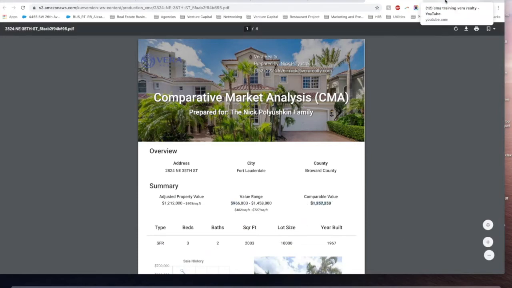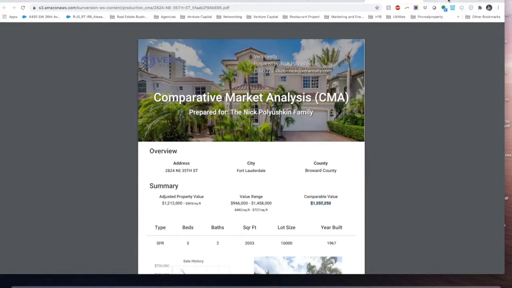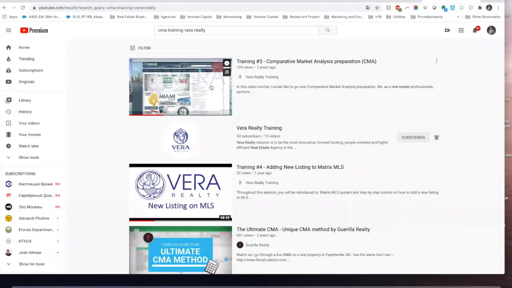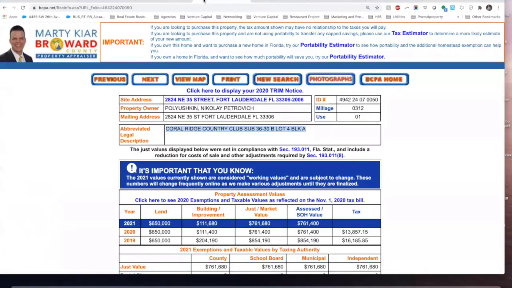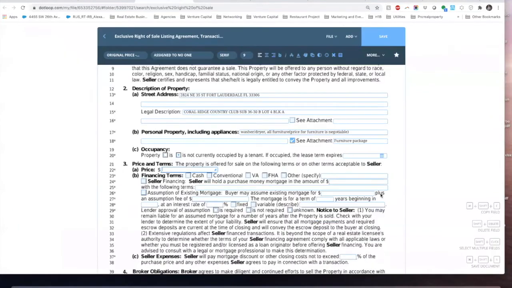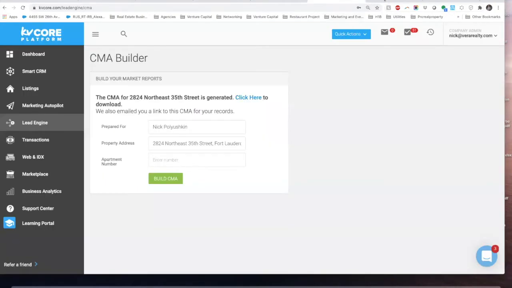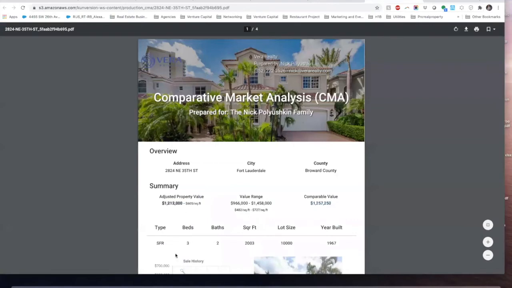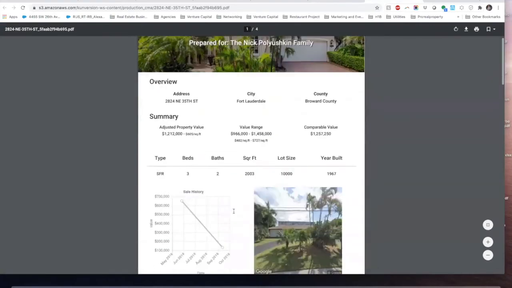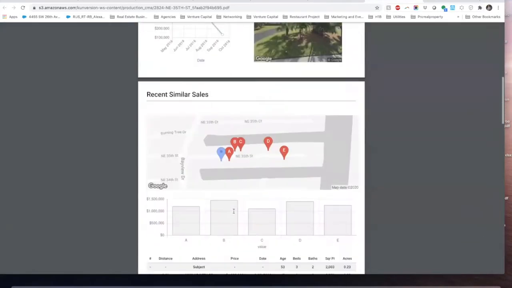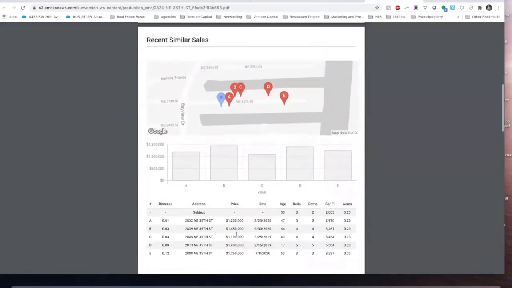To double check, you go to Matrix and do this CMA too, to be sure on the property value. And you need to present this price to the seller. And you need to feel confident that at this price you can sell. So for example, if we have adjusted property value 1.212, we don't want to overprice and we don't want to downprice. Right now it's a seller's market.